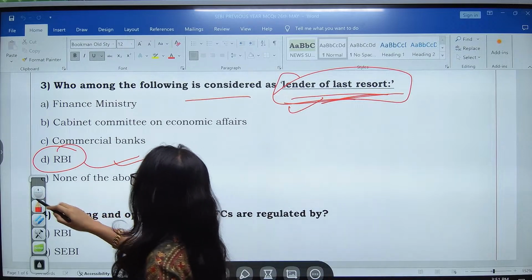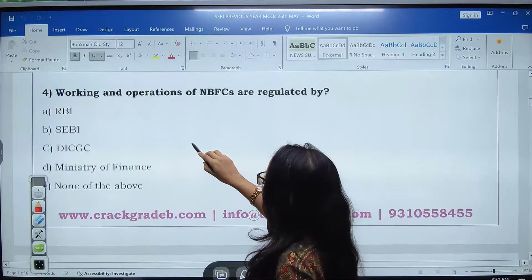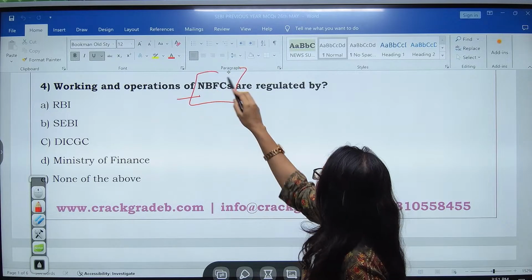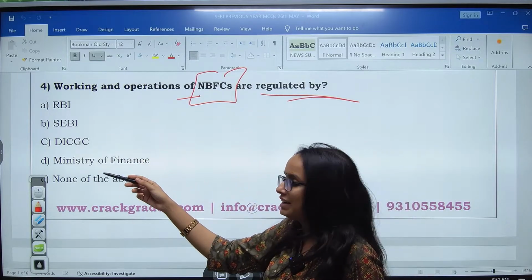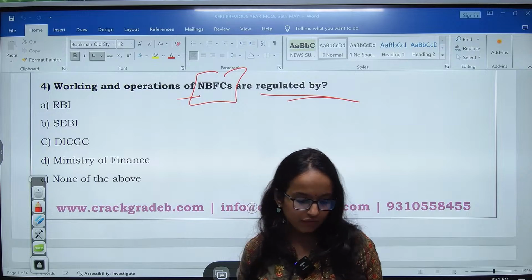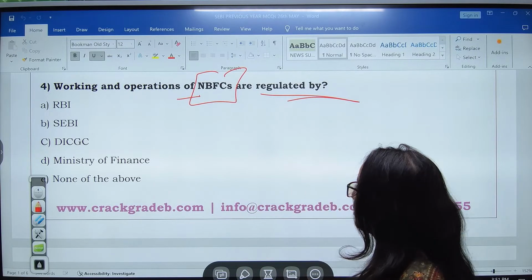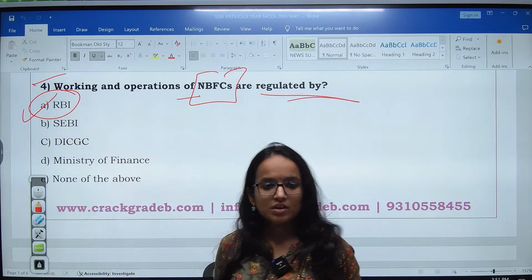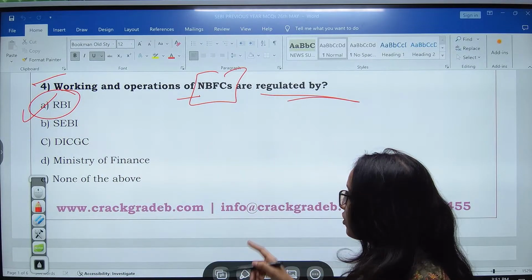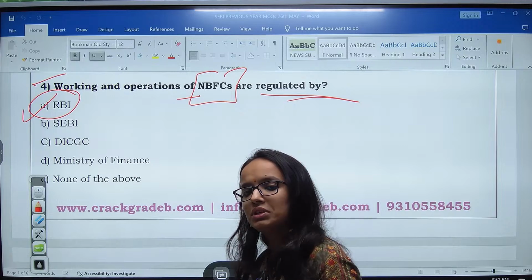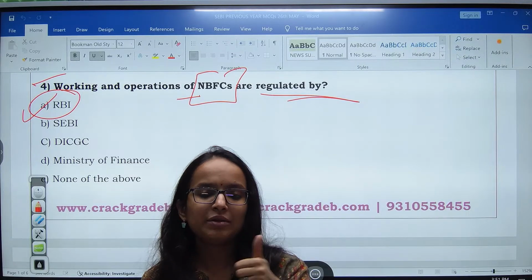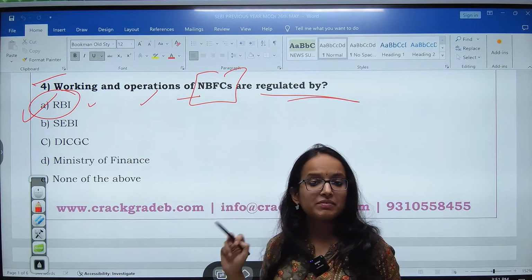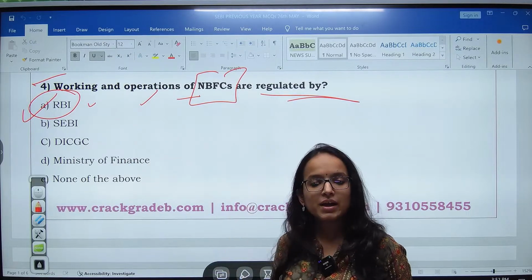Okay. Now, next question. Tell me the answer: working and operations of NBFCs are regulated by RBI, SEBI, DICGC, Ministry of Finance, none of the above. Yes, very good. RBI is the right answer. So A will be the right answer for this question. Why? Because according to the RBI Act 1934 only, NBFCs operations and working are regulated by your Reserve Bank of India.